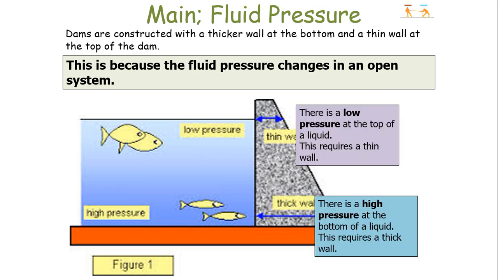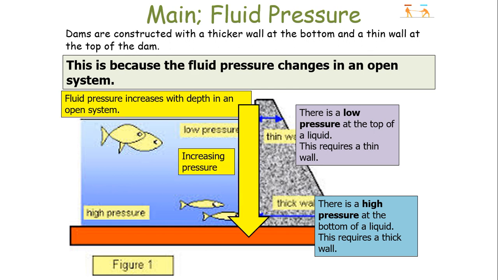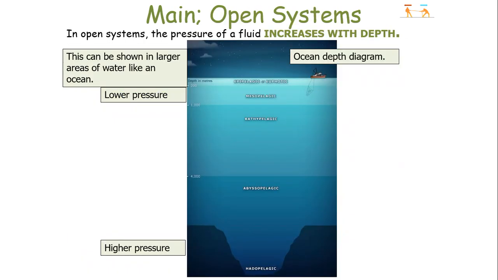In the open system, there's a low pressure at the top of the liquid, so you need a thin wall for your dam, but there's a high pressure at the bottom of the liquid, which requires a thick wall for your dam. So fluid pressure increases with depth in an open system. As you go further and further down in a body of liquid, the pressure gets bigger and bigger. So in an open system like an ocean, the pressure of a fluid increases with depth. You've got a low pressure at the top of your ocean, but at the ocean floor, you've got a high pressure.